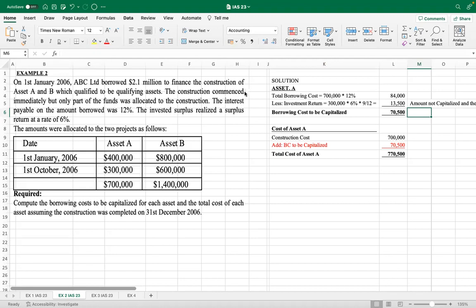Where investment return affects the income statement, I've told you, you will treat it as an expense because it reduces the amount to be capitalized. It reduces the amount to be capitalized.